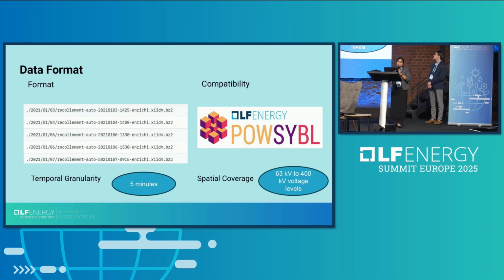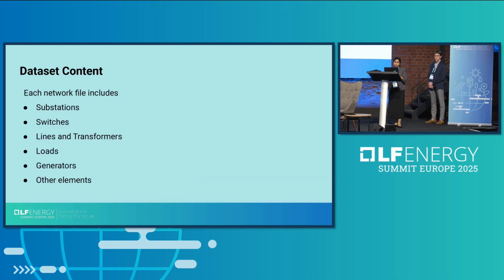The dataset comprises more than 300,000 XIIDM files compressed in XIIDM.bz2 format. It is compatible with the PyPowSyBl tool for network simulation and analysis. Each snapshot taken every 5 minutes covers a fine-grained time series of grid topology changes. And it spans the French transmission system from 63 kV to 400 kV.